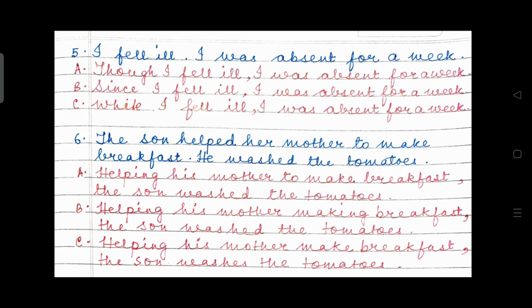Option A: Though I fell ill, I was absent for a week. Option B: Since I fell ill, I was absent for a week. Option C: While I fell ill, I was absent for a week. Very, very easy. You will get 15 out of 15. No worries. Yes, and the right answer is, since I fell ill, I was absent for a week. Option B, because we have reason here. Why did I not go to school or to somewhere for a week?